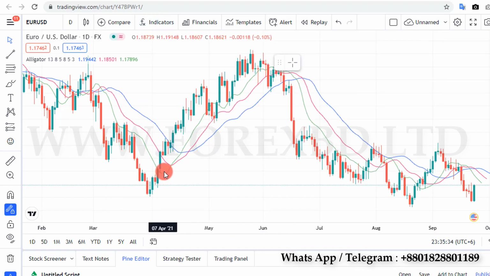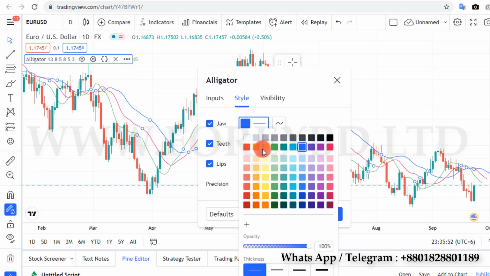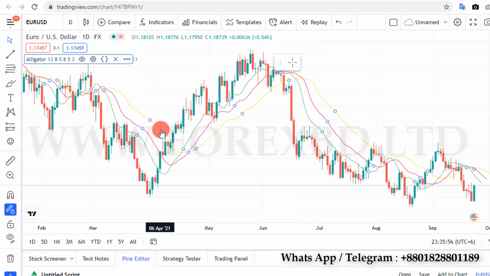The green line you see here, its period is 5 and its name is lips. And the red line you see here is called teeth and its period is 8. And lastly, you can see the yellow line, it's called jaw and its period is 13. The one that has period 5 has the most movement, and the one that has period 13 has the least movement. Your main job here is to follow the lips line to get the signal. That means follow the green line, which is period 5.